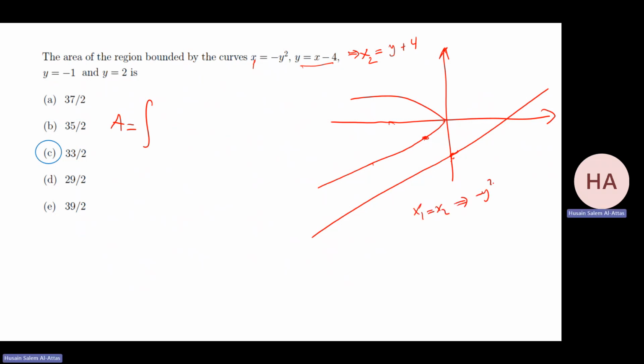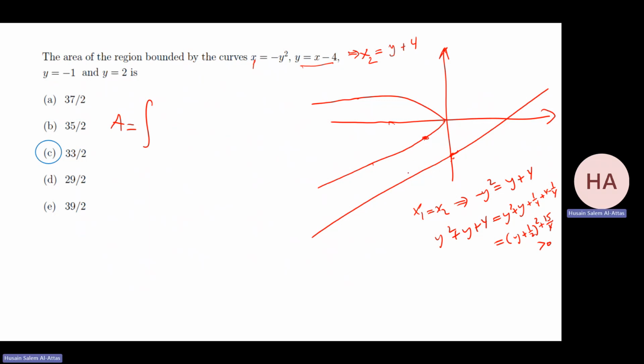Well, you notice, minus y squared equal y plus 4. So y squared plus y plus 4: completing the square, y squared plus y, you add half of this squared, plus 1 over 4, plus 4 minus 1 over 4, which is 15 over 4. So it's always positive, so there will be no point of intersection. They will not intersect.